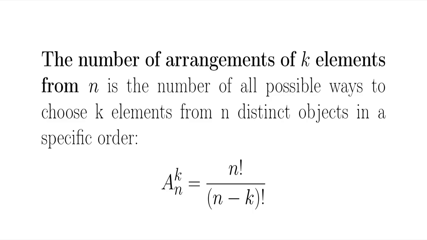So, the definition. The number of arrangements of k elements from n, often called k-permutations, is the number of all possible ways to choose k elements from n distinct objects in a specific order. It's denoted as A of n and k.